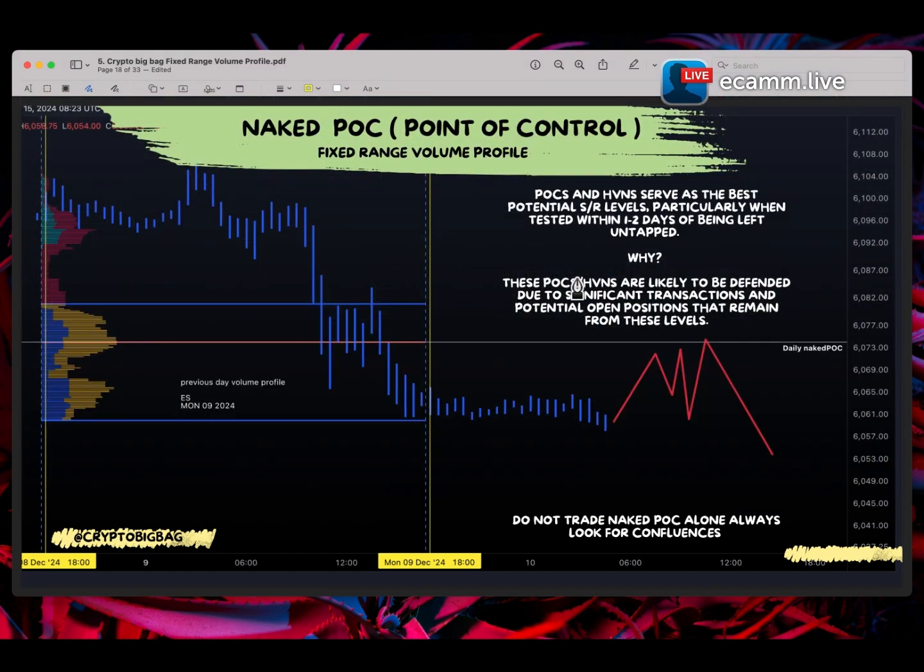Let's talk about naked point of control. Naked POC, which is naked point of control, are levels of the most transacted area of a particular fixed range that has not been tested. It could be previous day naked point of control, previous week naked point of control, previous month naked point of control. These are points of control that have not been tested at all. Price has not reached that level.